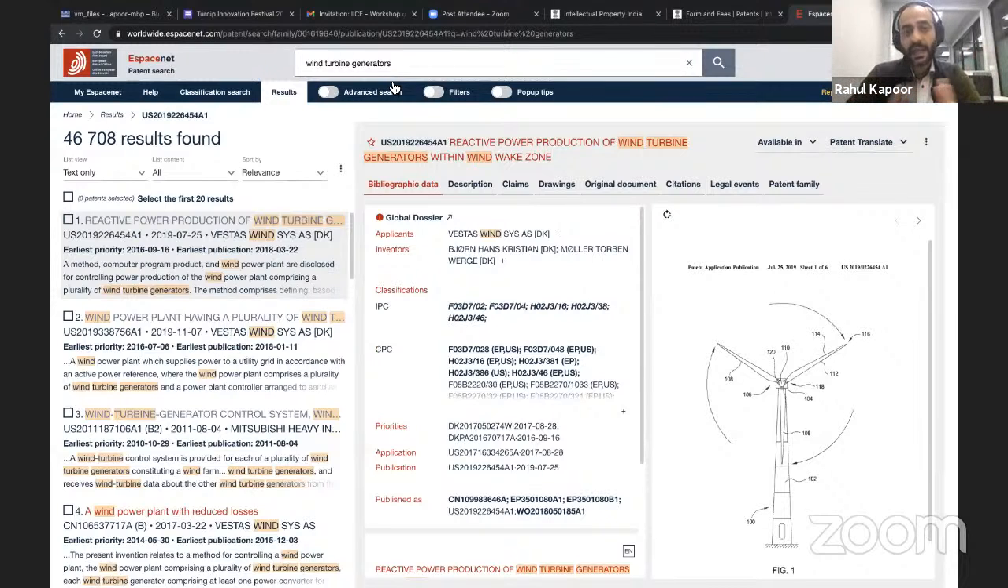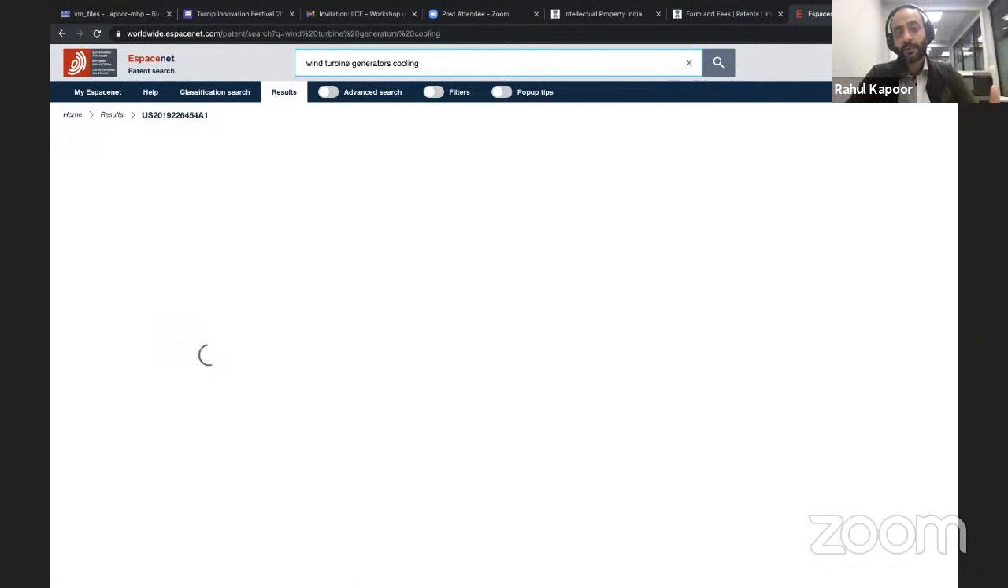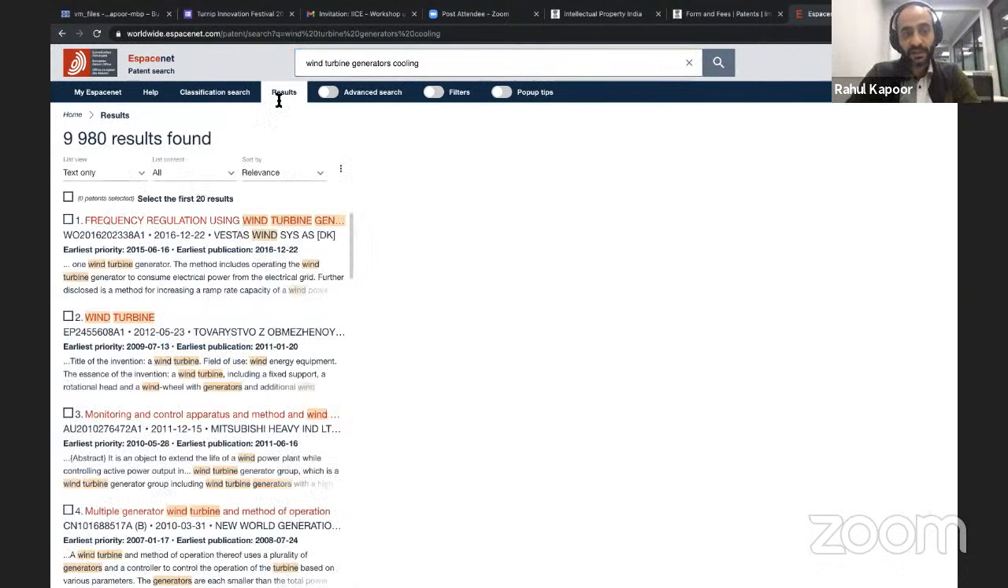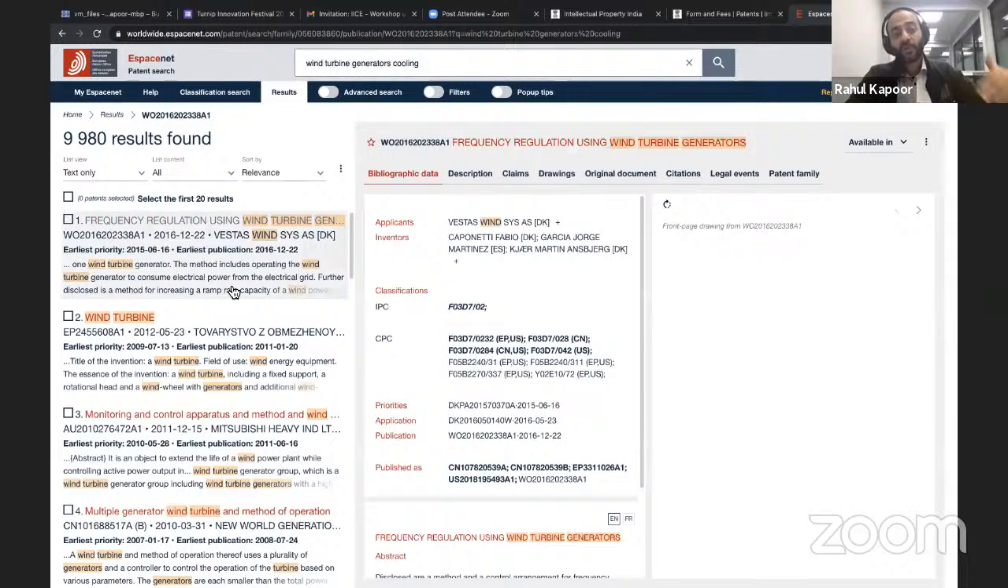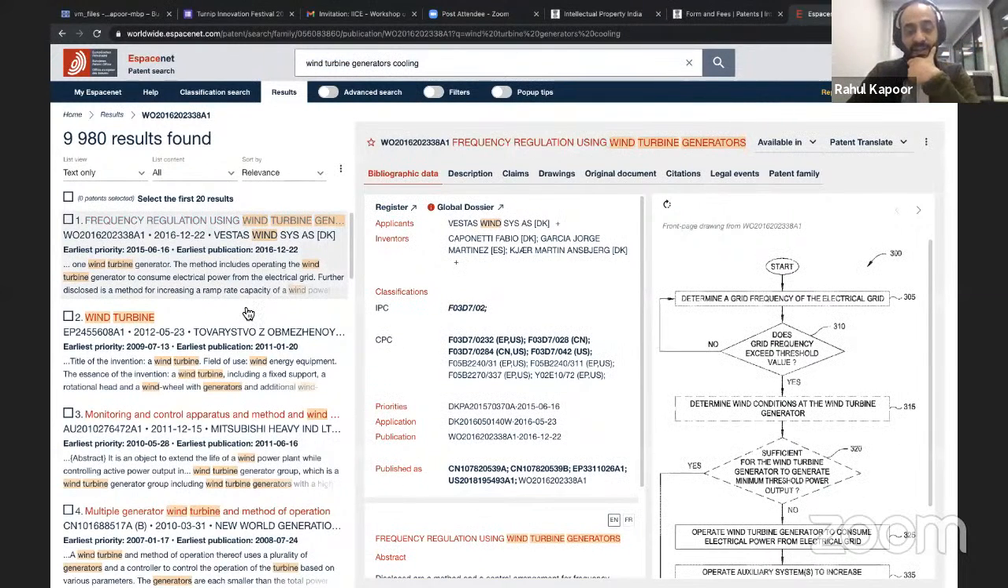So, likely as an inventor, you're doing something very precise. Suppose you're solving a problem, because these generators produce a lot of heat when they are operating. And suppose you want to solve the problem of overheating inside the generators, and you just type wind turbine generator cooling. So all the patents that are helping with the cooling of the wind turbine generators.